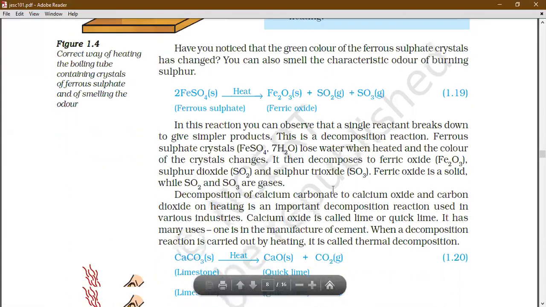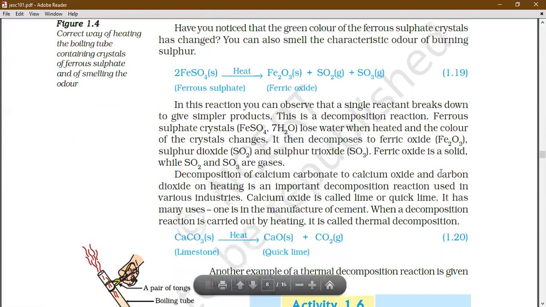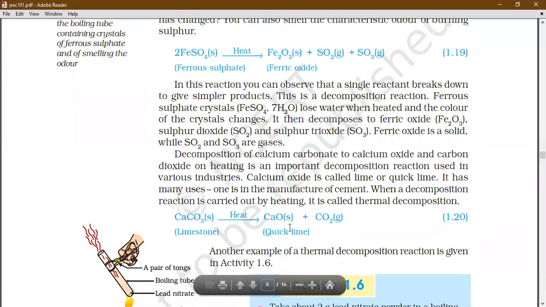Decomposition of calcium carbonate to calcium oxide and carbon dioxide on heating is an important decomposition reaction used in various industries. Calcium oxide is called lime or quicklime. It has many uses, one being in the manufacture of cement. When a decomposition reaction is carried out by heating, it is called thermal decomposition. CaCO3(s) on heating gives CaO(s) + CO2(g).